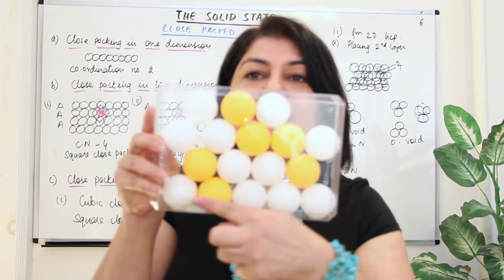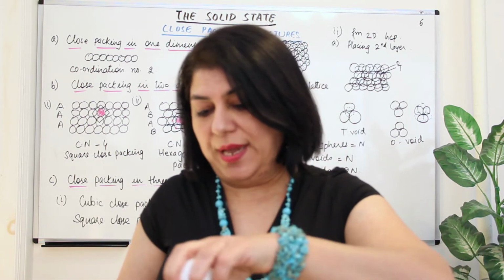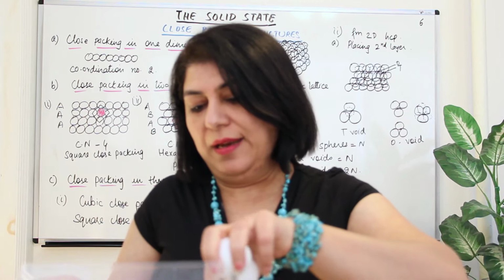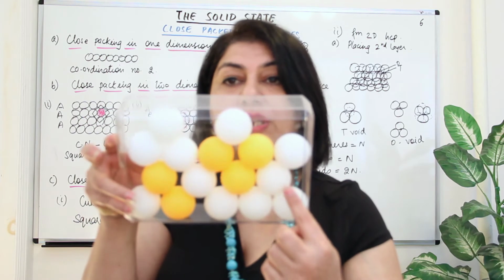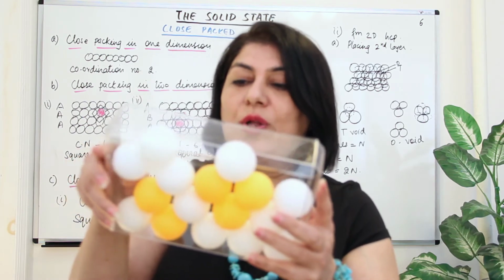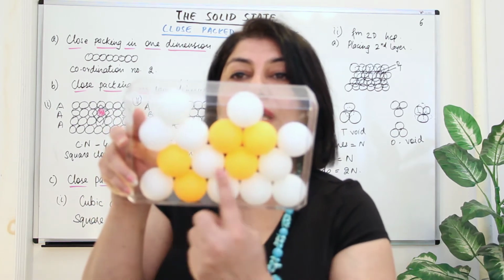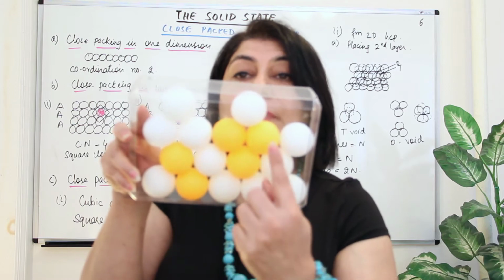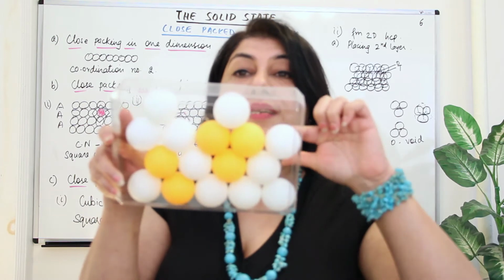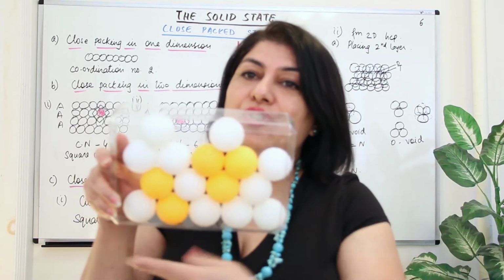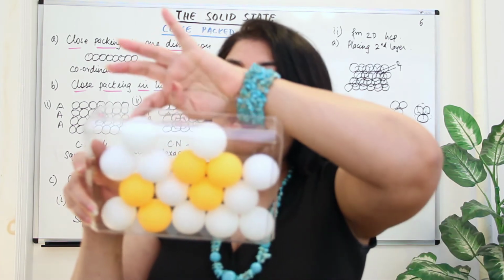So if I call this line A, then the second line is not identical to A, and therefore I would call the second line B, because it is not above the atoms of the first line. But atoms of the third line are exactly above the atoms of the first line. Therefore, this is again a repetition of A. So you have A, then you have B, then you have A, and then you again have B.